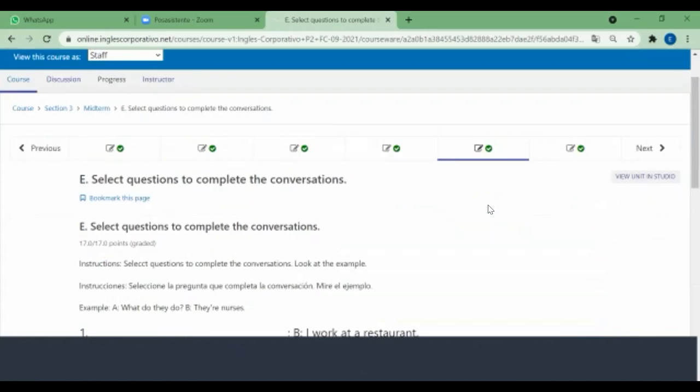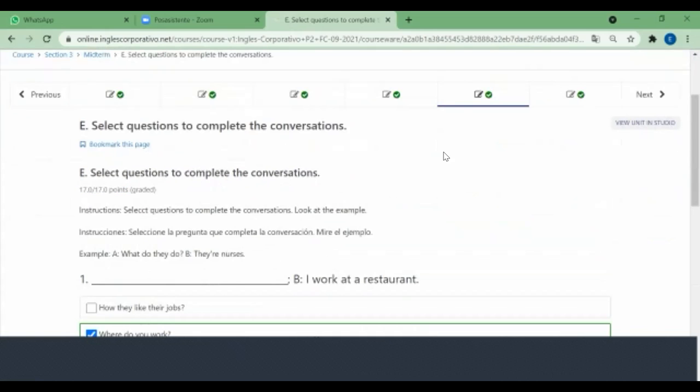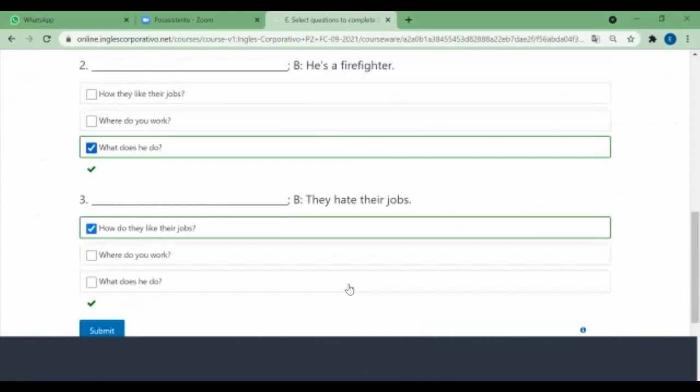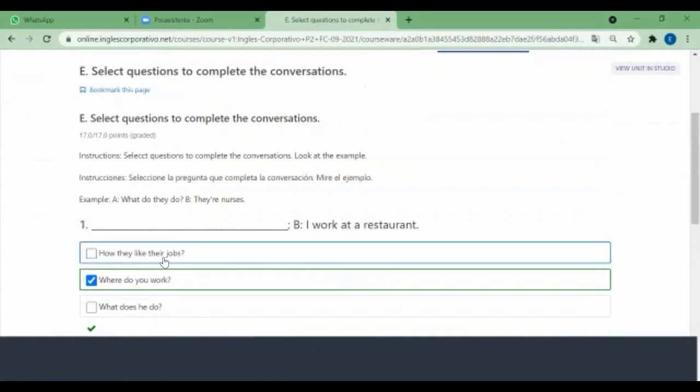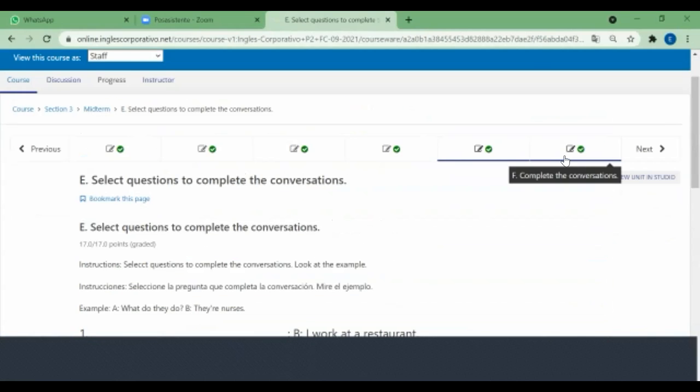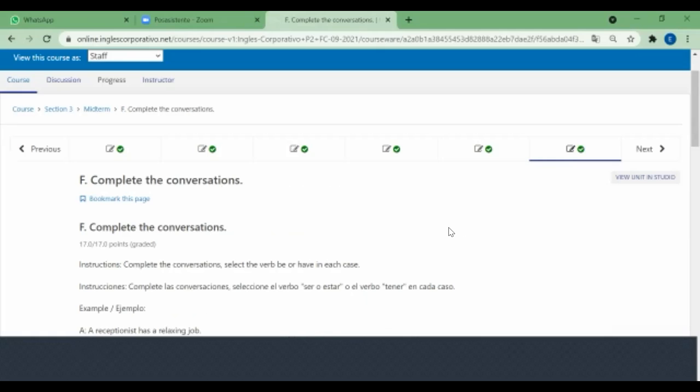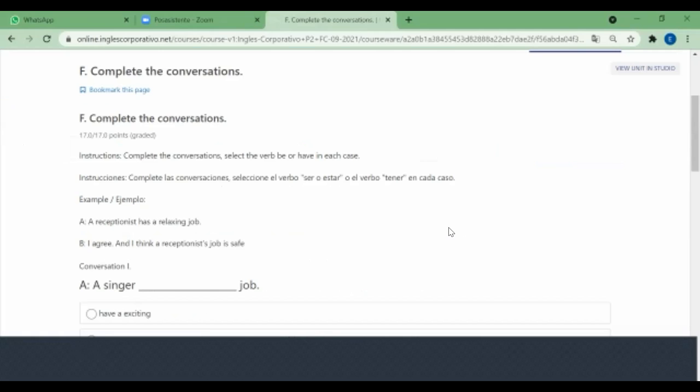And this, in exercise E, o ejercicio número 5, lo que tenemos que hacer es lo siguiente. Select questions to complete the conversation. Look at the example. Tenemos que ir seleccionando, ¿verdad?, las preguntas para ir completando. Tenemos la respuesta, necesitamos la pregunta. And we already started this question, right? How do you like their job? Where do you work? And what does he do? And finally, we have this.